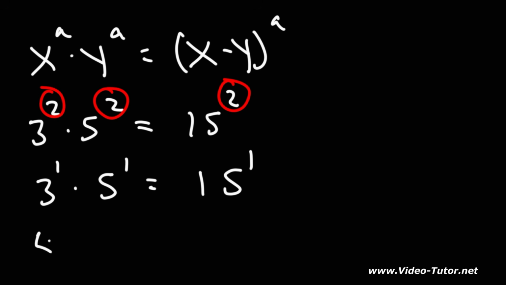Let's try another one. 4 to the 5th power times 7 to the 5th power. 4 times 7 is 28. So this is going to be 28 to the 5th power.